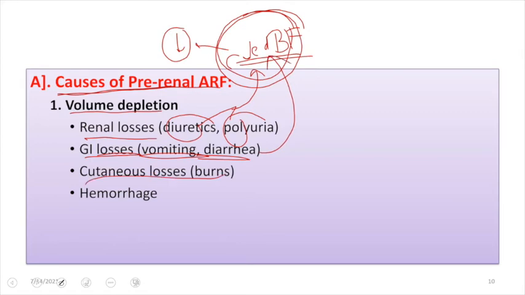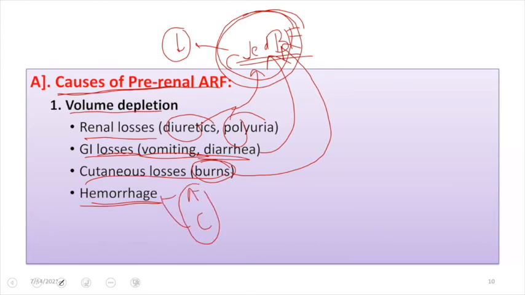Also cutaneous losses, which happen in the scenario of burns. In burns, there will be a lot of fluid loss, and that will manifest with severe dehydration, and this will result in decreased blood flow. It is also associated with hemorrhage, and this hemorrhage can be acute or chronic. In acute cases, it can be due to loss of blood in a road traffic accident or other causes as well, where there will be severe dehydration, and that will manifest with decreased blood flow.